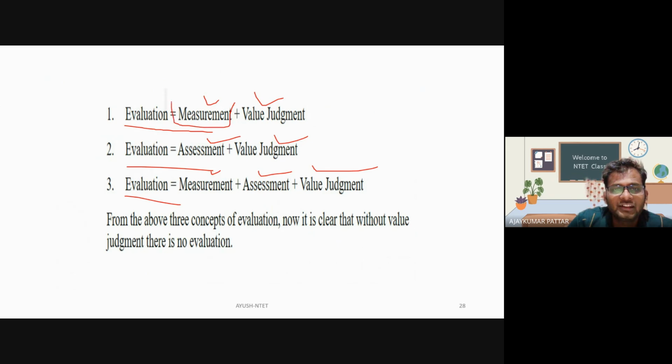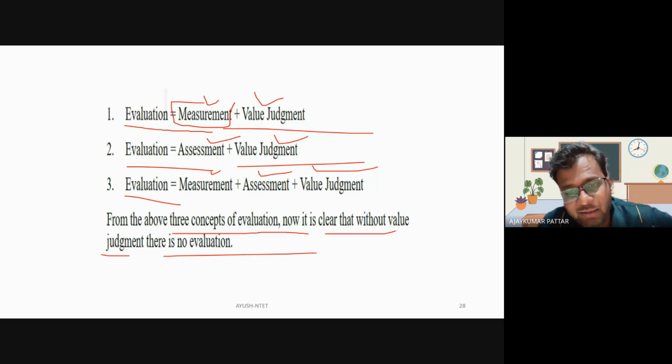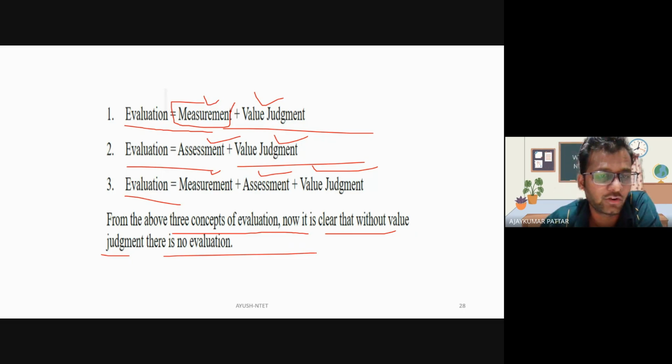So measurement is also there. Value judgment is important. From the above three concepts of evaluation, now it is clear that without value judgment, there is no evaluation. अभी समझ में आ गया आपको सब लोगों को? Hello, what is evaluation? When we call it as a evaluation?